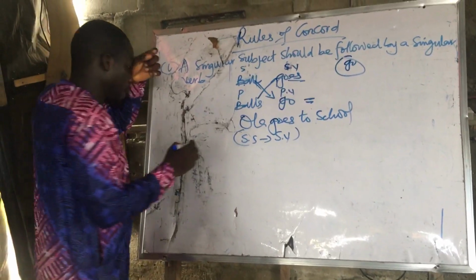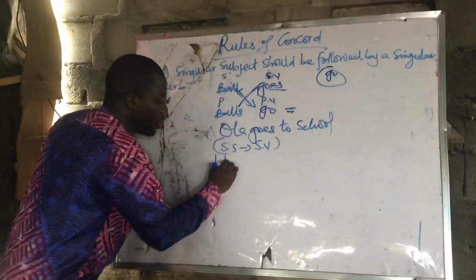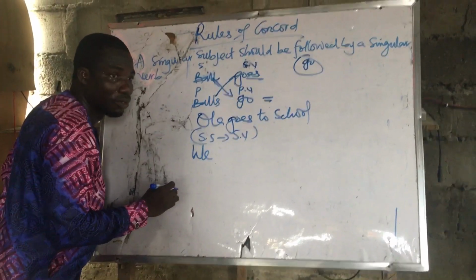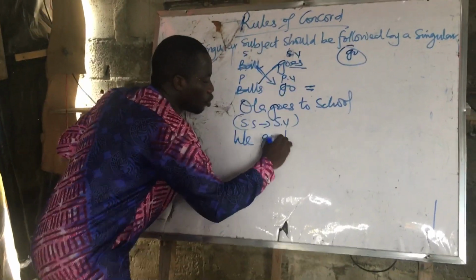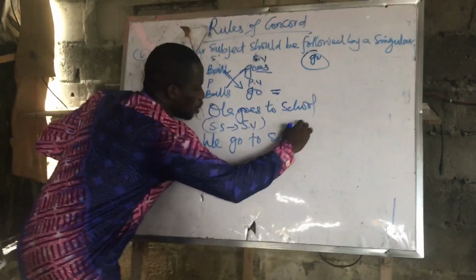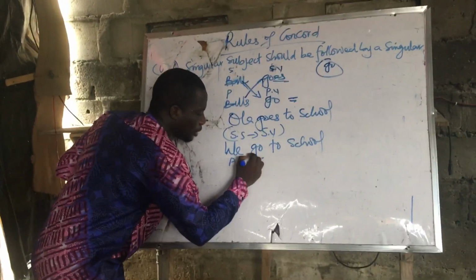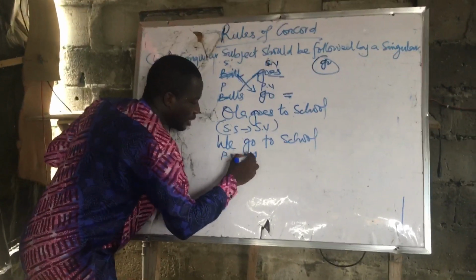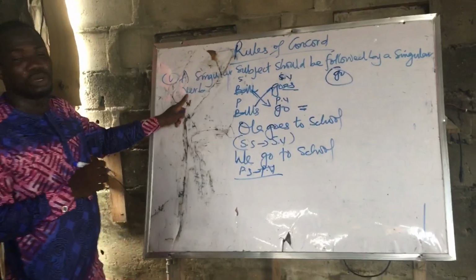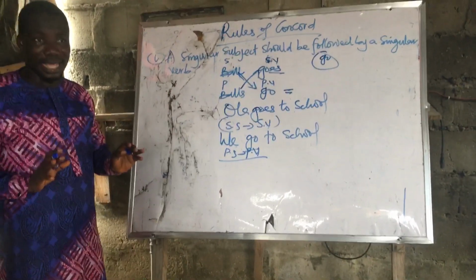Then, when we have the plural we, what are we going to have? Go to school. So we would be our plural subject, and go will be our plural verb. Definitely, there is an agreement here, according to the rule. Is that clear?